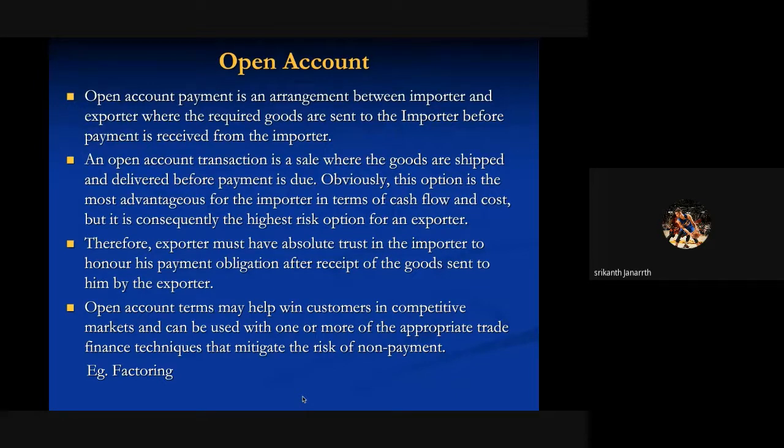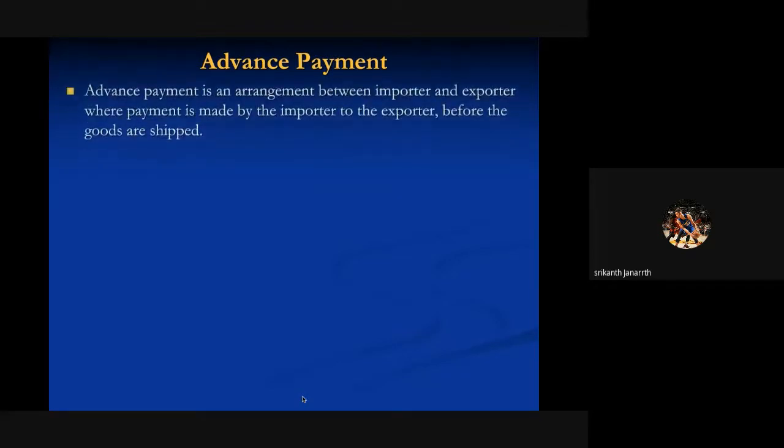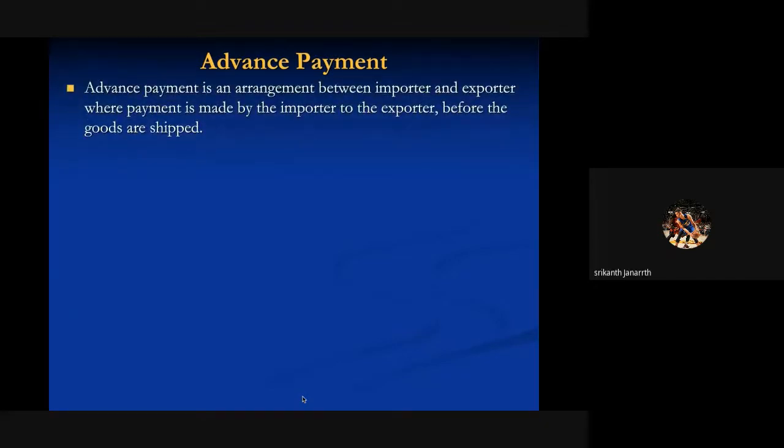That is open account, right? Then we are going to learn just the opposite of the open account: advance payment. So it is totally the other way. It is totally the other way.